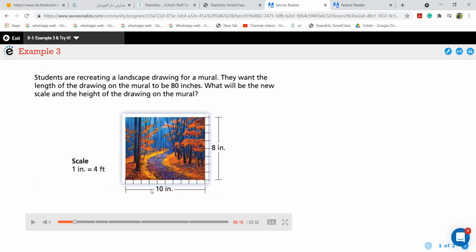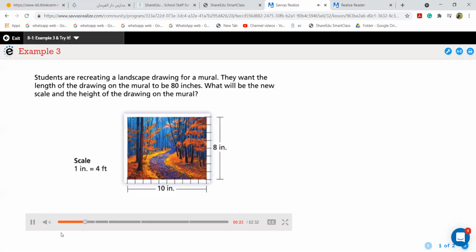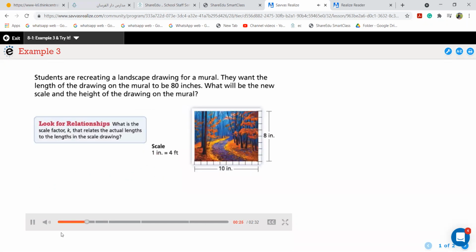Okay. The length is 10 inches, okay? And they want the length of the drawing on the mural to be 80 inches. The students want the length of the drawing on the mural to be 80 inches. What will be the new scale and the height of the drawing on the mural? Begin by looking for relationships. What is the scale factor, K, that relates the actual lengths to the lengths in the scale drawing?